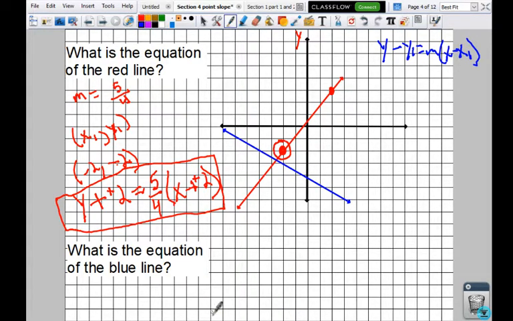Alright. So we found the red line here. We're also going to find the equation of this blue line. So let's look on here and let's find 2 points we know for sure. Looks like I know this one for sure.